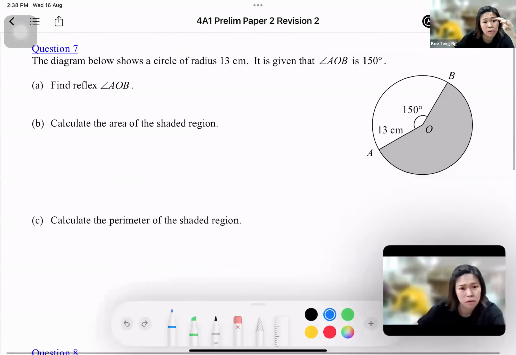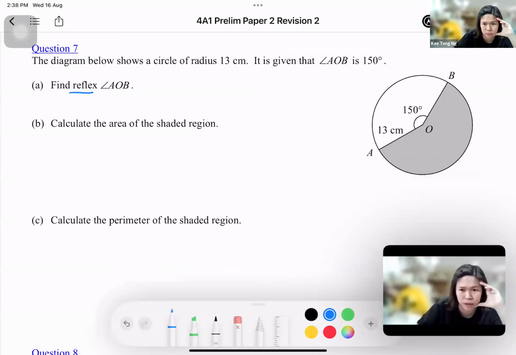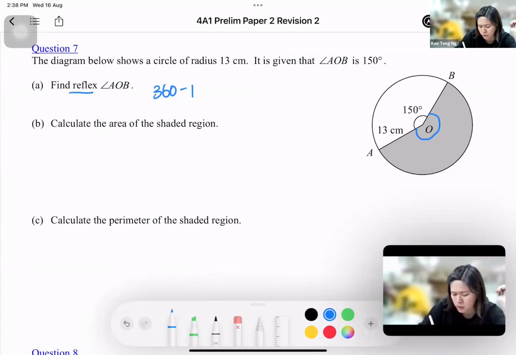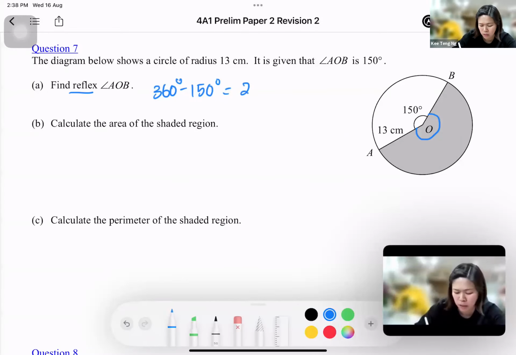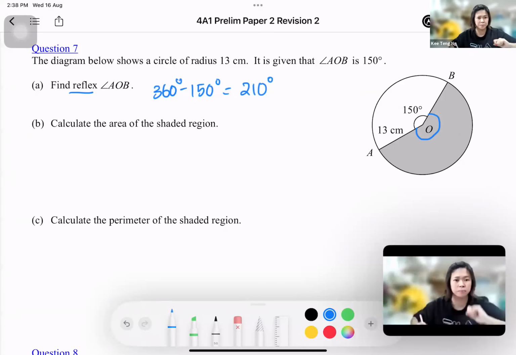Sector, area. How do you find the reflex angle? What does reflex mean? The bigger angle, right? So the total angle is 360. So I just take 360 minus 150 degrees. Angles at a point. But paper 2, we should not have any more angles questions. It came up before already. So no need to write this one.